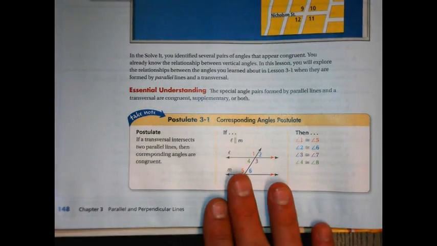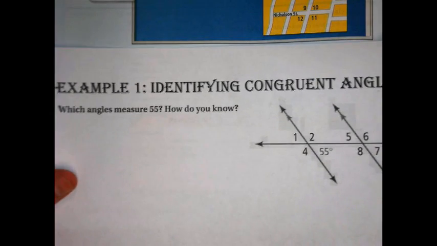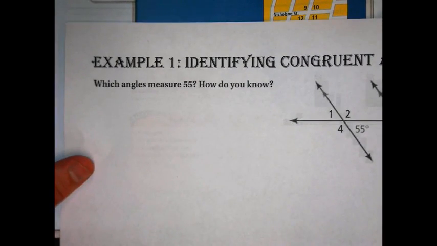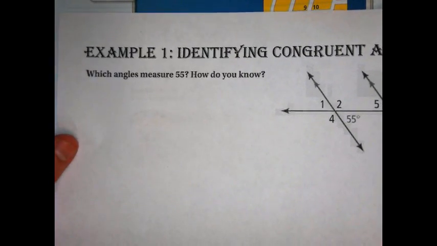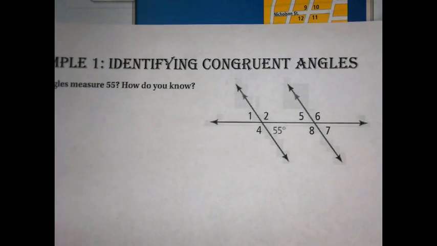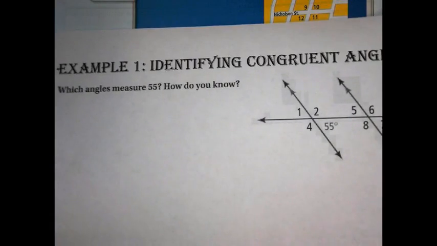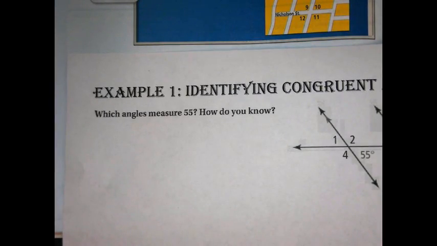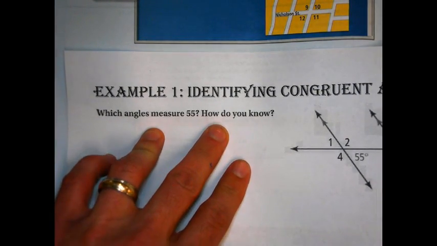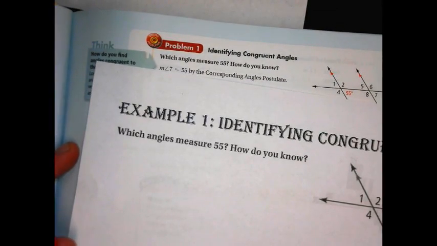In example 1, we're going to be identifying congruent angles, and there's a little diagram. The question is, which angles measure 55 degrees, and how do you know? It's the same question that's in the textbook as well. So let's take a look.